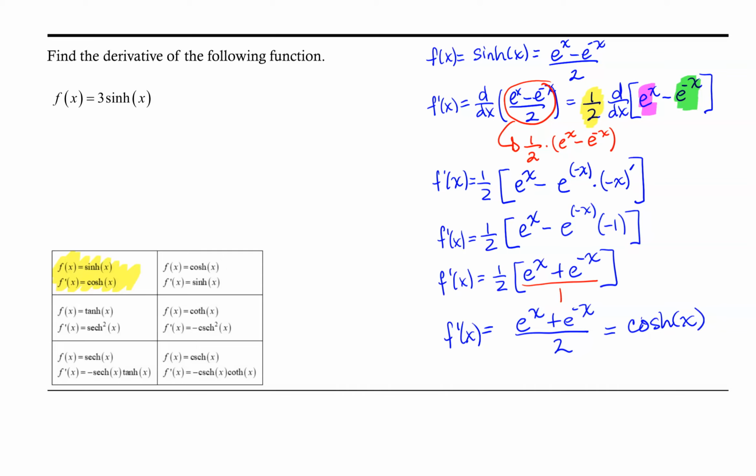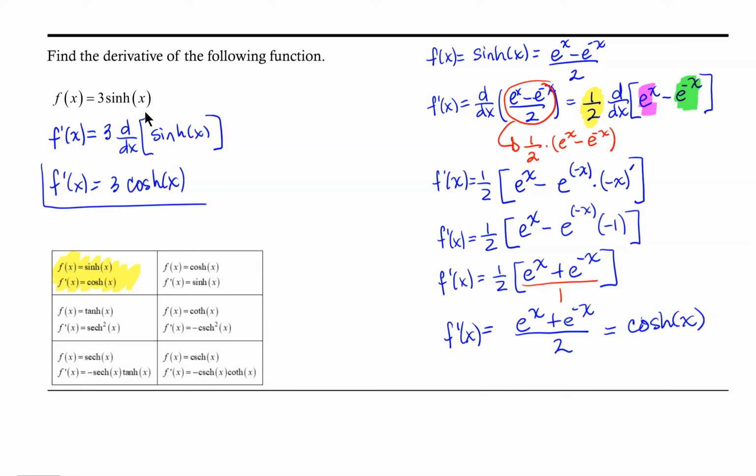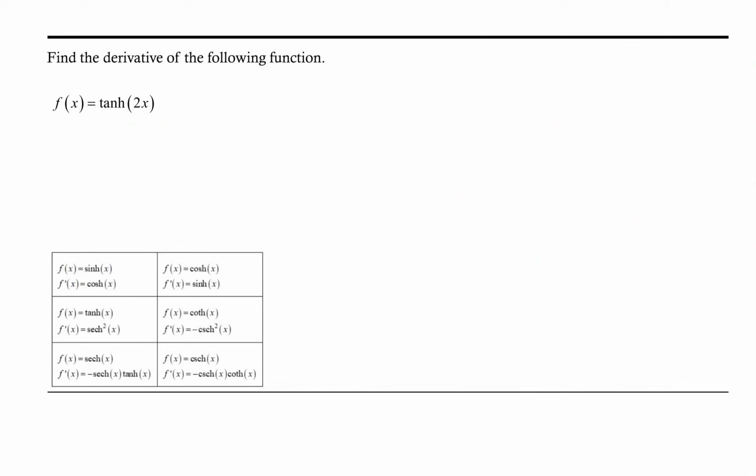And so when I come to find the derivative of the function I was given, f of x is equal to 3 sinh of x, then we can go ahead and find f prime of x equal to, using the constant multiple rule, 3 times the derivative of sinh of x. And the derivative of sinh of x is cosh of x. So the derivative of this function is 3 times cosh of x. Now let's look at a second example.